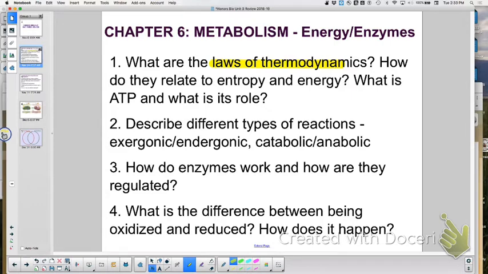Okay, what's the first law of thermodynamics? Energy cannot be created or destroyed. It can just transfer. Good. The second law of thermodynamics says every time it transfers, it's never 100%, you lose some as heat. Perfect. Okay, so the second one is, how do these laws of thermodynamics relate to entropy?